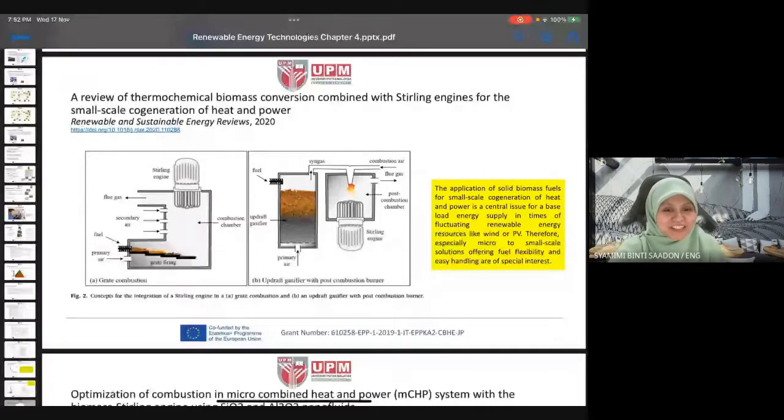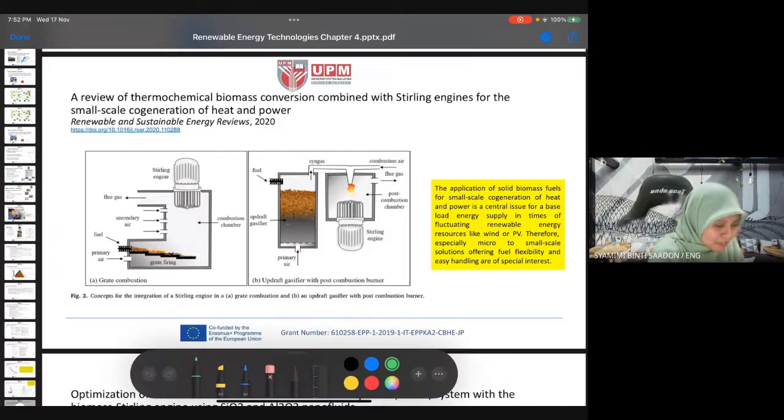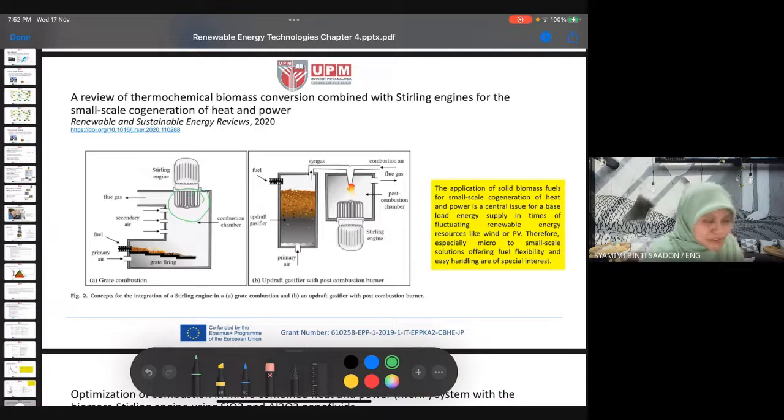Okay, so this concept is by integrating the biomass with a Stirling engine. The heat source comes from the burning of the biomass. The Stirling engine has a tube. There are two configurations, A and B, of this combined biomass and Stirling engine.